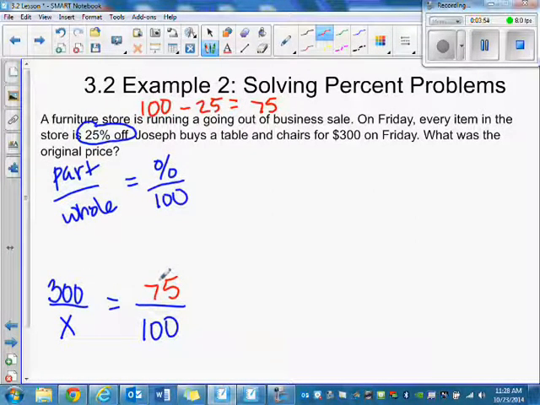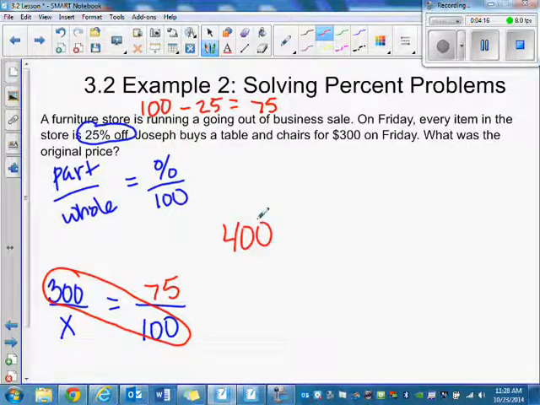So just be careful when you read your word problems and determine, do I need to put 25% here or the 75% here? I put the 75% here because that's what I paid. I don't put 25% here because I didn't pay 25%. I got 25% off. So you would continue, cross multiply, divide by 75, and you get 400. We're talking about money here, so the original price was $400.